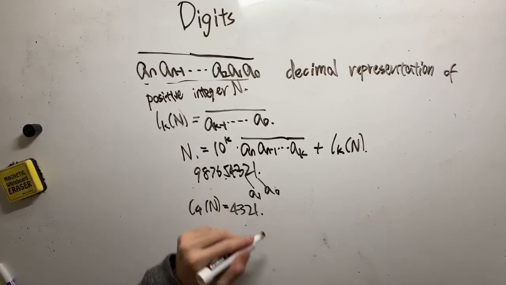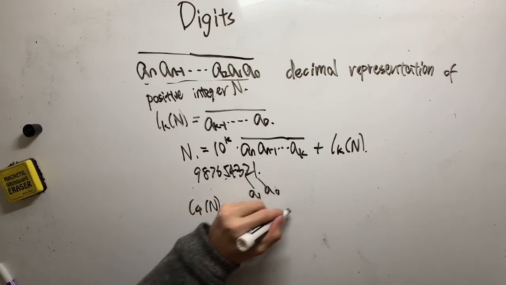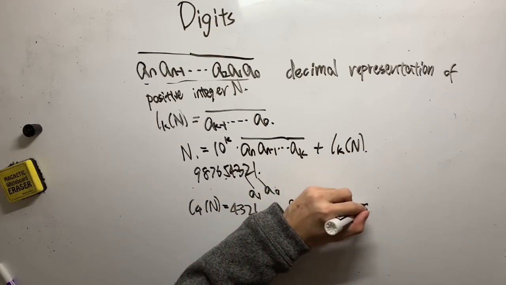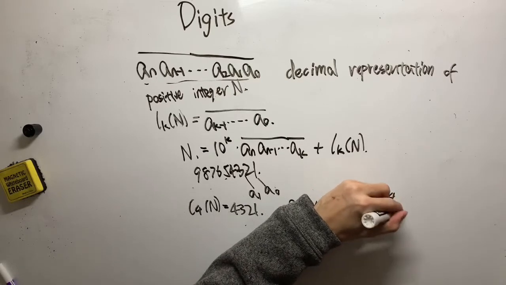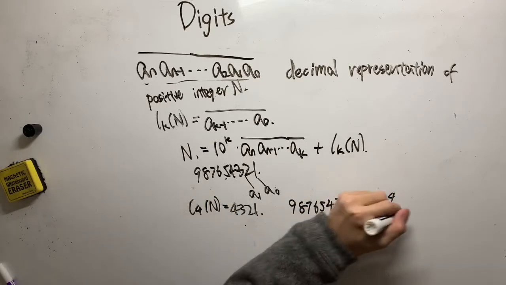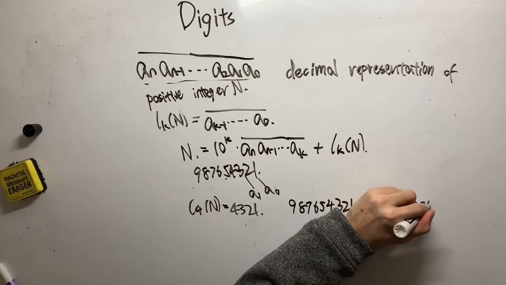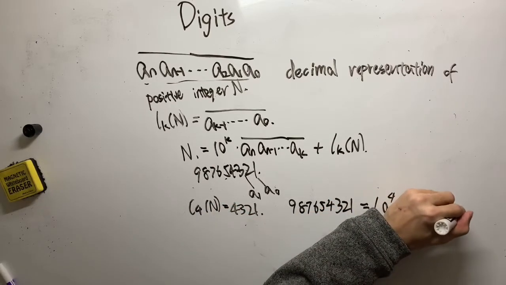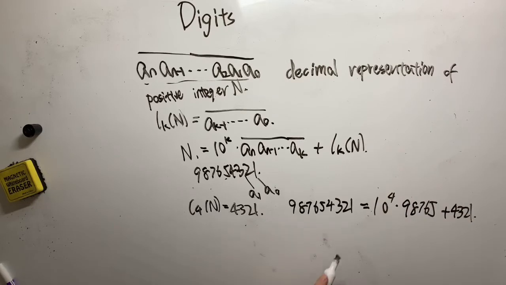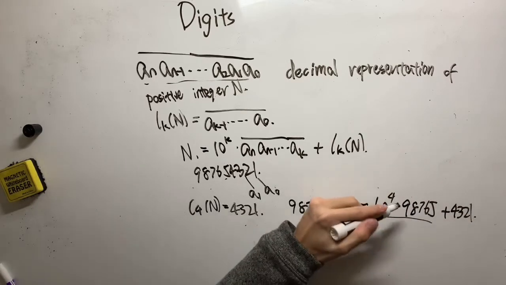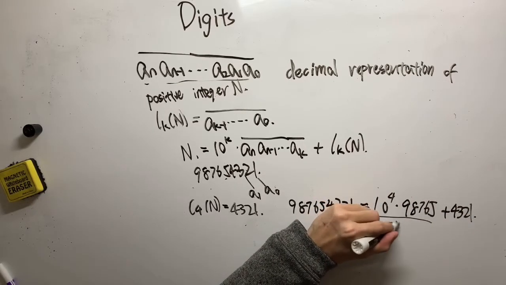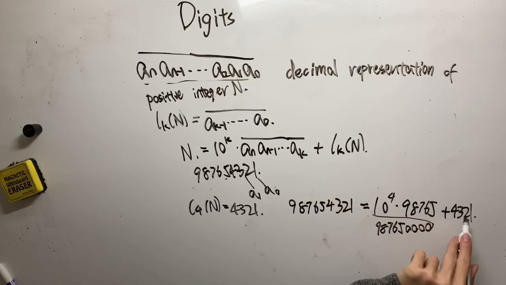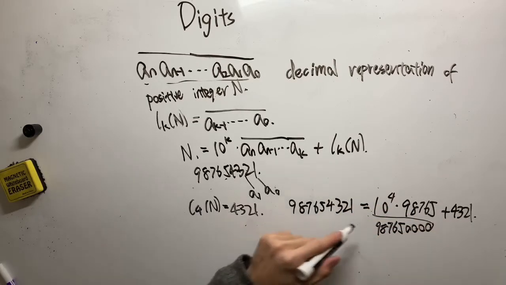Thus, we have the number 987654321 equals 10 to the 4th times 98765 plus 4321. And this is true because that will equal 987650000, and if we add 4321 to it, it will become this number n.